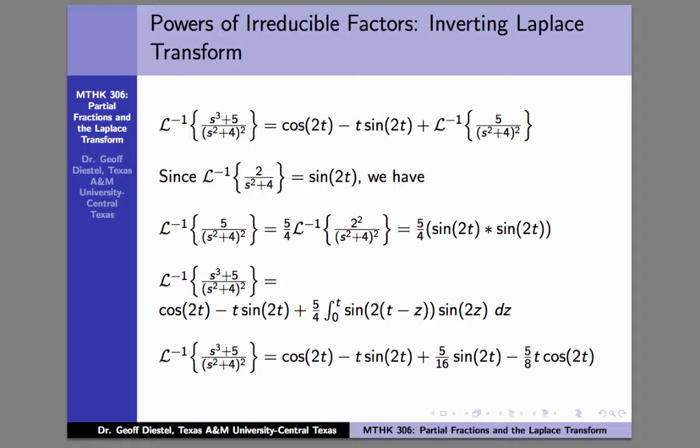So in this case, partial fractions helped us break the problem into smaller problems, each of which was a little easier. Two of them we got from a table of formulas. And the last one we used a formula, but that formula is the convolution formula. It required us to do some calculation.